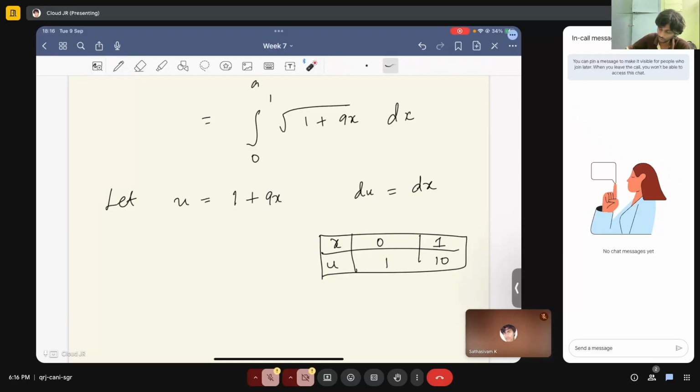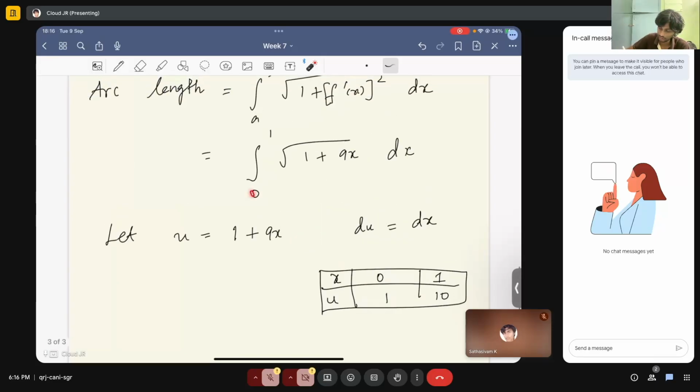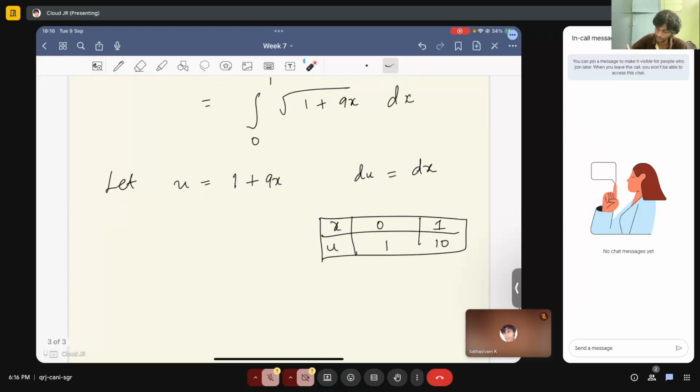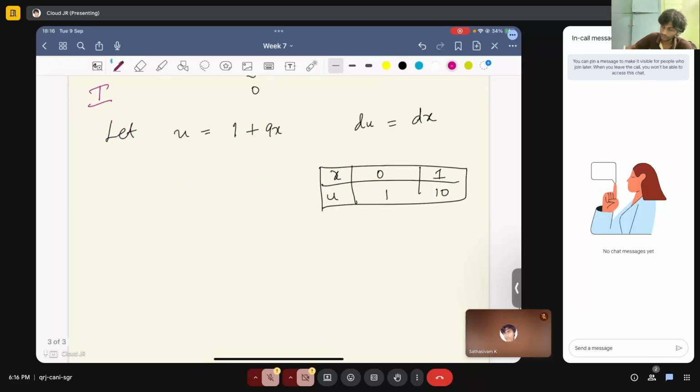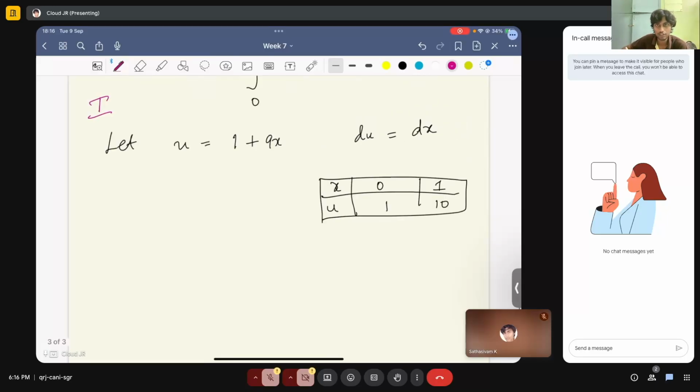Now that you made the substitution, you also have to change the limits here. Or what you can do is find the indefinite integral, do everything, and then substitute back. So there are two ways to do it. We'll do both. Let's say this is method 1, where we change the limits here itself, and let's proceed with this.